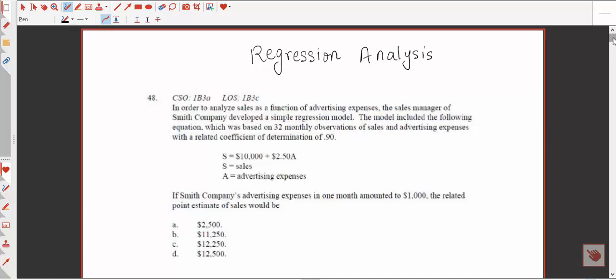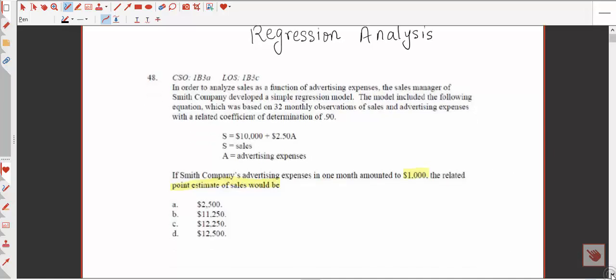Exam technique is first read the requirement. The requirement is: if Smith Company's advertising expenses in 1 month amount to $1,000, the related point estimate of sales would be how much? So they are giving you the advertisement expense of 1000 and asking how much the sales would be. If you remember, in the last video I talked about dependent and independent variables, and I told you that sales depends on advertisement. The more advertisement you do, the more sales you will get. So effectively, let us solve this question.